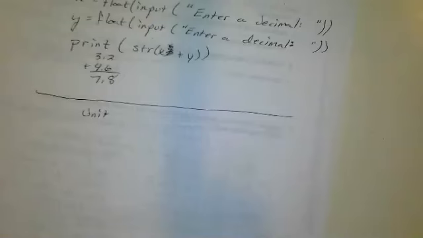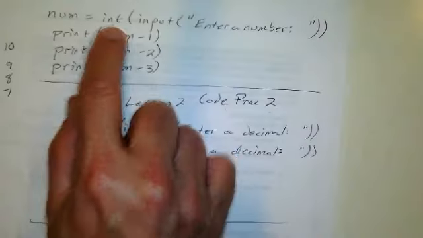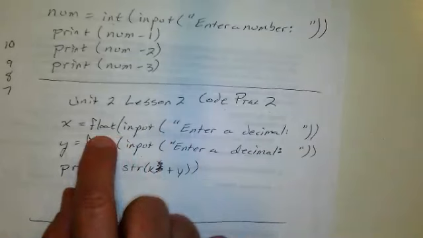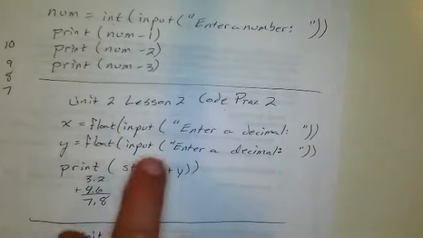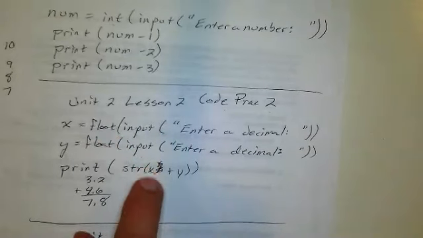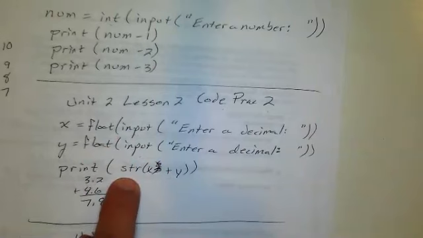Okay, so I'm going to save these two videos as this. Remember, if we're doing an integer, we want int. If we want a decimal, we use the word float. And no matter how we do it, when we're printing straight out, we want to make sure we put a string right there.